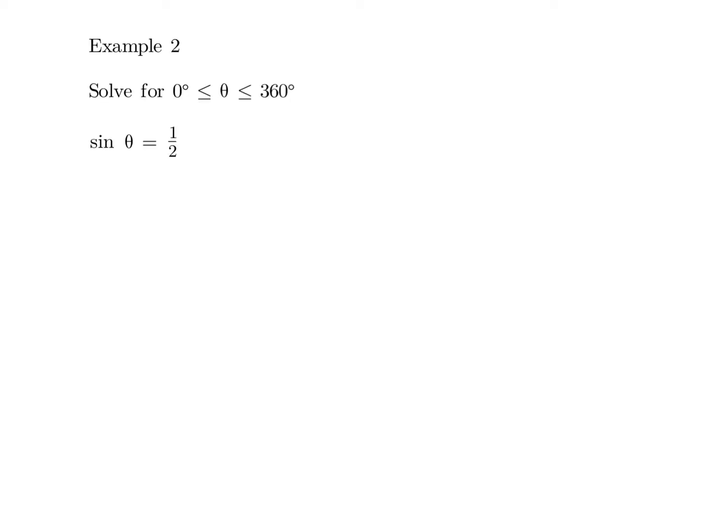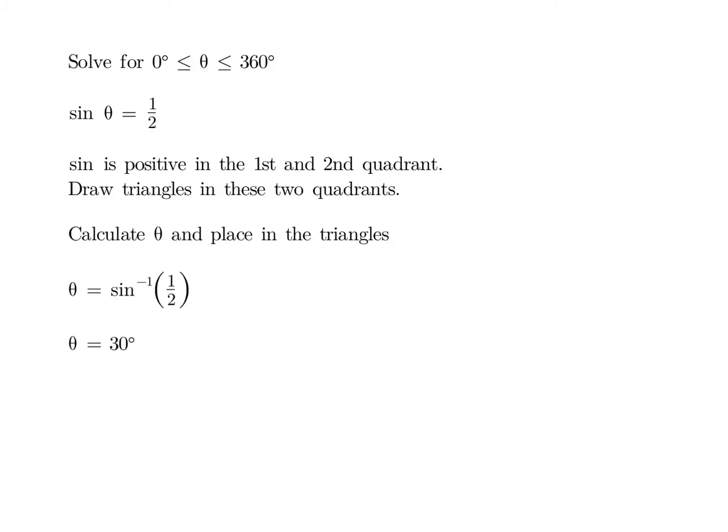For our second set of examples, we're finding all the solutions between 0 and 360 for when sine theta equals 1/2. Now we know that sine is positive in the A quadrant and the S quadrant. So that means that sine is positive in the first and the second quadrant. So you draw your triangles in these two quadrants, you calculate theta, and you place that value in the triangles.